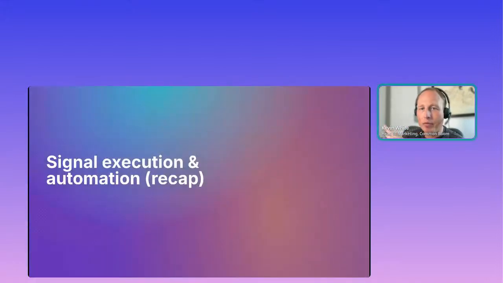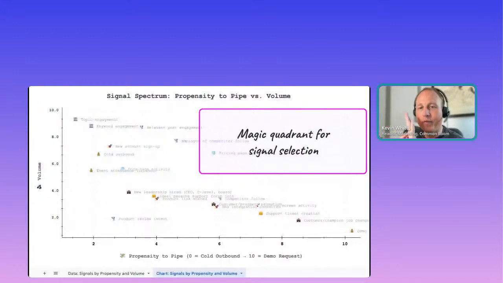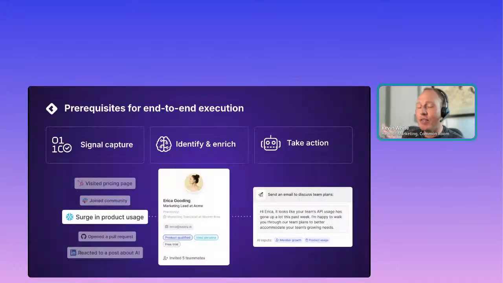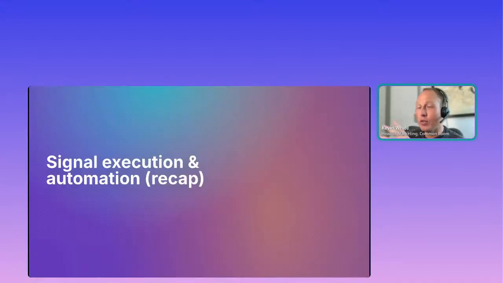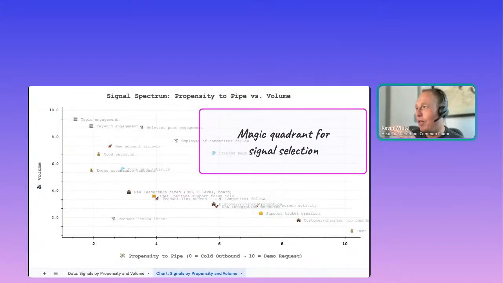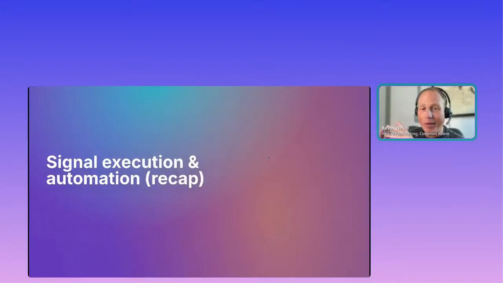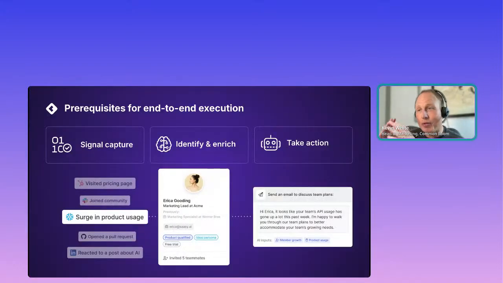Okay, so that covers the first part of Signal School 1. And then the second part is we covered signal execution. So it's like, okay, you selected these signals. These are the signals that I want in this top right quadrant. Now, how do we actually take action on them and have our go-to-market teams do that? And to do that, there are these prerequisites that you need in order to take action.